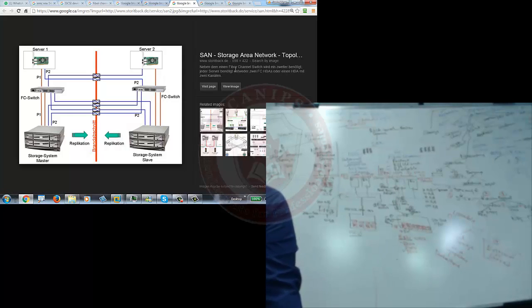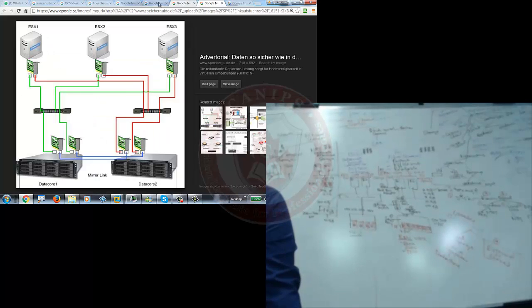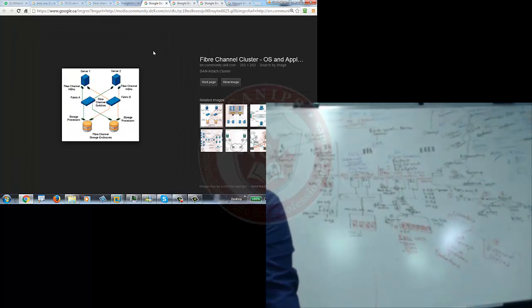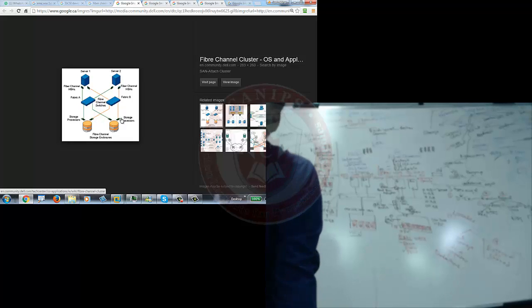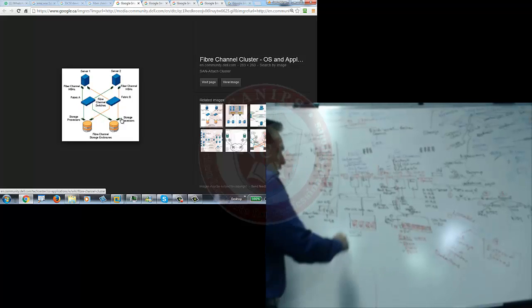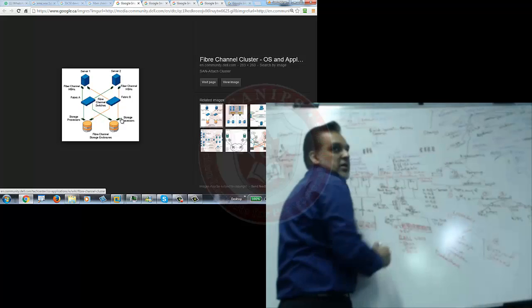1 HBA per server, but 2 ports on each HBA. Oh, your point is that there is only 1 HBA. If one complete HBA goes down, then what happens? Yes. For that reason, some companies would have 2 HBAs here.